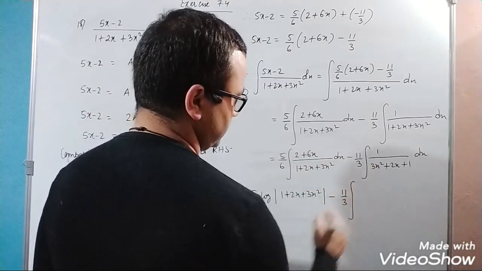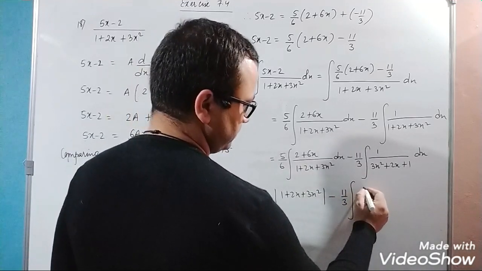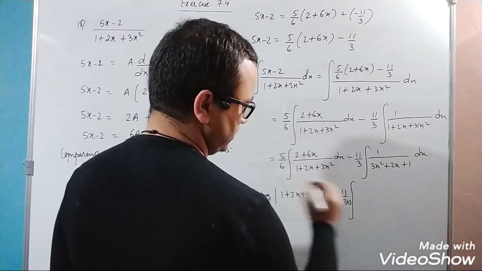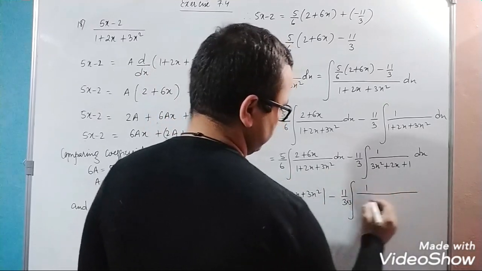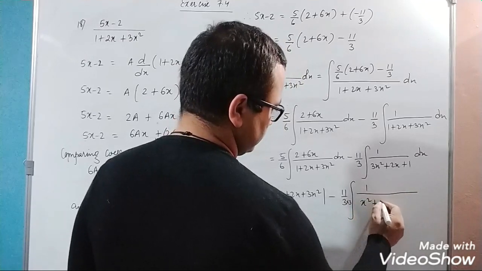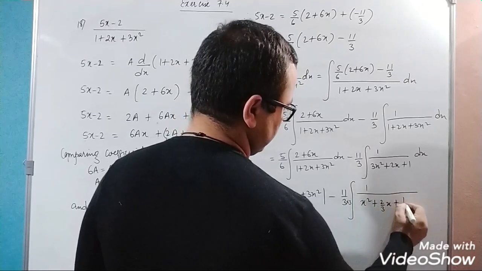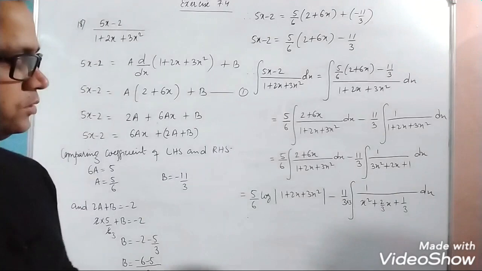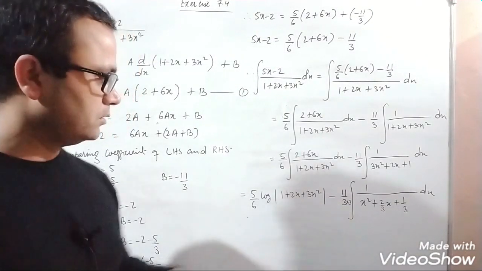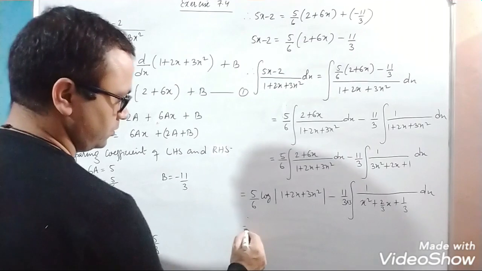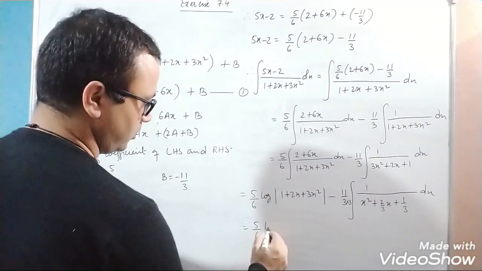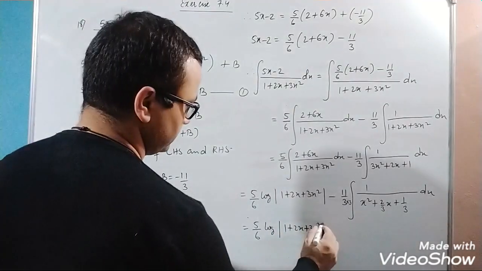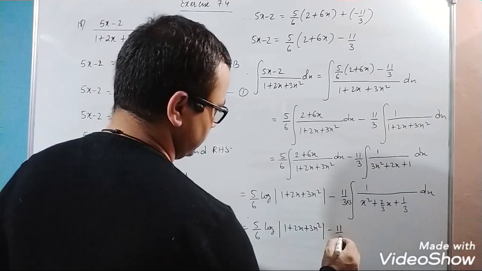Now here it is completing the square. First we will take common 3 from the denominator. 1 by x square plus 2 by 3x plus 1 by 3 dx. We will take common 3. So this equals 5 by 6 log 1 plus 2x plus 3x square minus 11 by 9.